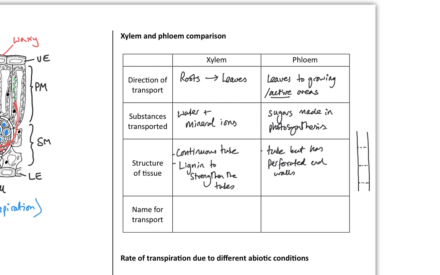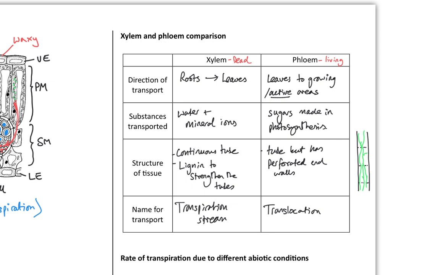And if my blue's not a great colour, let's go for green. Green is the cytoplasm. It has bits of cytoplasm running through it as well. So the phloem is alive. Let's just add that at the top. Xylem is dead. Phloem is living, so it uses active transport for movement. And then the name for the transport: this is the transpiration stream. Whereas phloem, it's called translocation, other location.